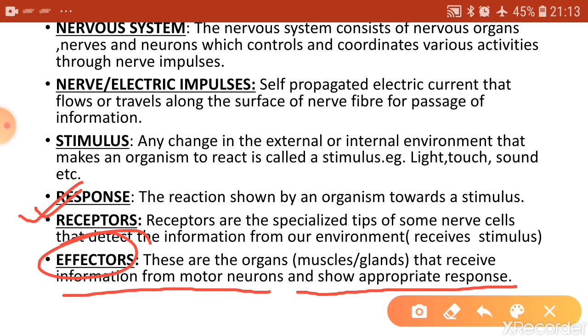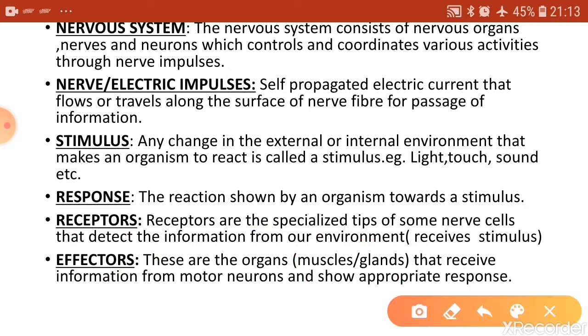and then you put it in your mouth, and the saliva and the digestive juices will be released by the glands to do their work. So here the muscles and the glands are the effectors because they are the ones that receive information by neurons called motor neurons, about which you will be learning later. And so these muscles or glands, on receiving information, show an appropriate response.